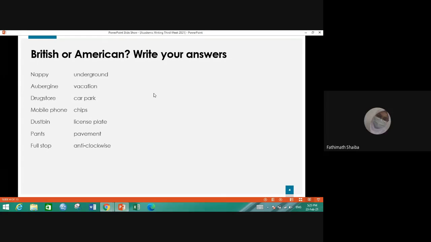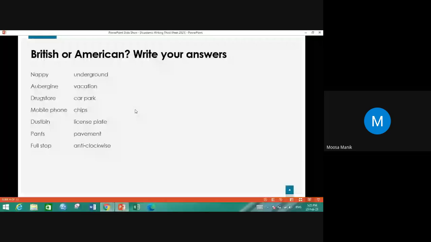British. Car park is British. And what about American? Parking lot. Parking lot, yes. Okay. And chips, British. Chips is British. And the equivalent would be fries, French fries. French fries. Yes, of course.